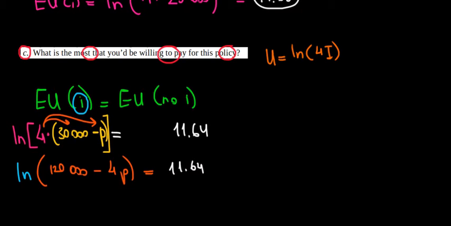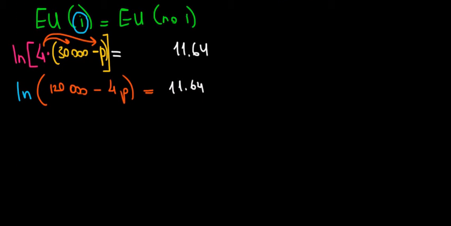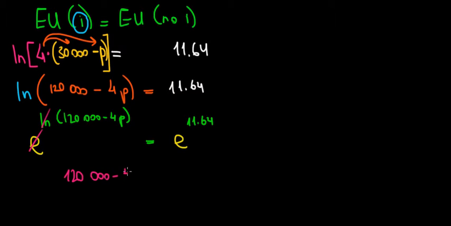Well, we have the logarithm on the left side, and we know that in an equation we can apply the same thing on both sides. So if we take e to the power of this thing, we will cancel out the logarithm. So we would have e raised to both sides, because again, we have to do it on both sides. Here we would have e to the power of ln of 120,000 minus 4p, and over this side we would have e to the power of 11.64. As we said, we did that to cancel out the ln with e, so we're left here with 120,000 minus 4p is equal to e raised to that number.